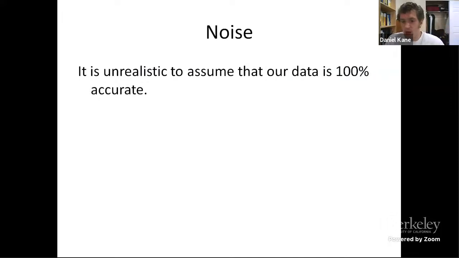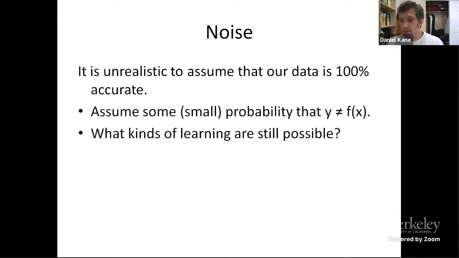But things become a little bit more complicated when you talk about noise. It's somewhat unrealistic to assume that your data is 100% accurate. Maybe there's some small amount of model misspecification, where the correct model to be looking at isn't quite a linear threshold function. It's a little bit off. Or there might just be some kind of errors that show up, where some small fraction of the time there's noise in your data and you don't get the correct x or the correct y value. And there's some small probability that y is not equal to f(x). And the question is, what kinds of learning are still possible under these kinds of assumptions?